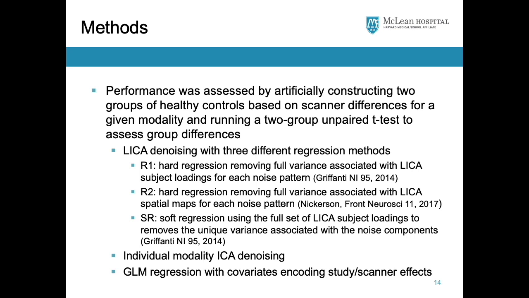We tested linked ICA denoising with 3 different regression methods to denoise the data, including hard regression to remove the full variance associated with the subject loadings on each noise pattern, hard regression removing the full variance associated with the spatial maps for each noise pattern, and then regression to remove the unique variance associated with the noise components. And we compared our linked ICA denoising method with individual modality ICA denoising and GLM regression with covariates encoding study and scanner effects.